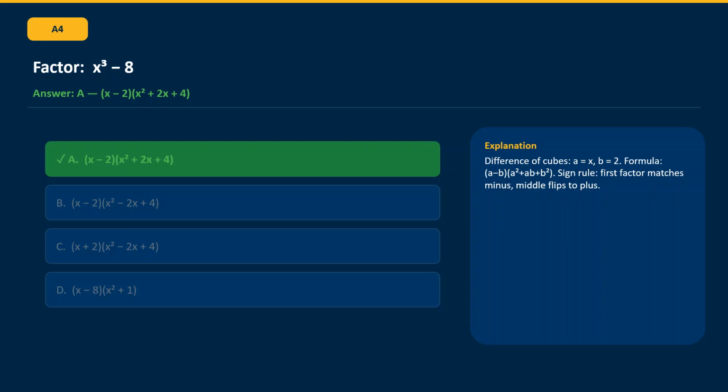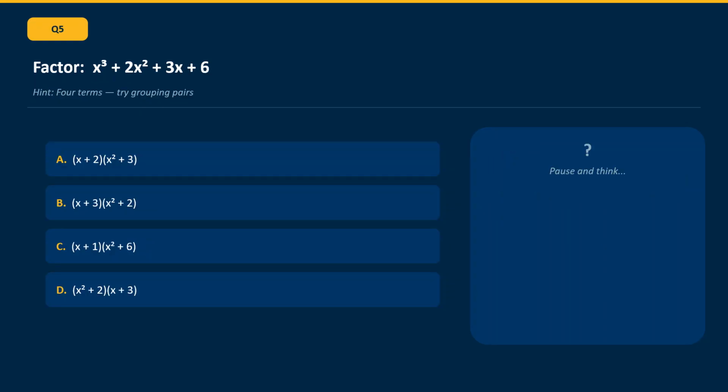This is a difference of cubes. X cubed minus 8 equals x cubed minus 2 cubed. Apply the formula with a equals x and b equals 2. The first factor matches the minus sign, giving x minus 2. The trinomial factor has the opposite sign on the middle term, giving x squared plus 2x plus 4. Choice B has the wrong sign on the middle term of the trinomial. Remember, difference of cubes puts a plus in the trinomial middle.